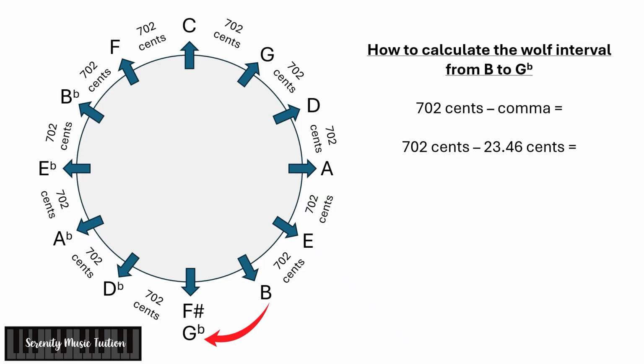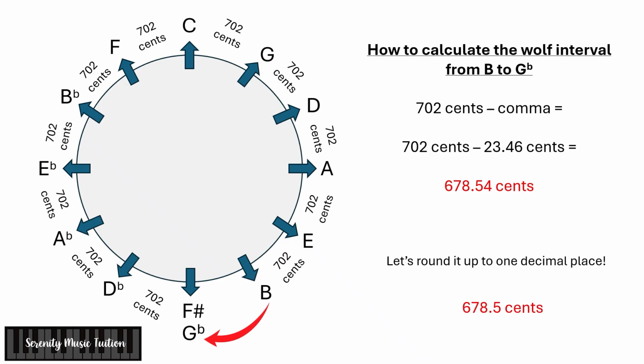As we know, the measurement of the Pythagorean comma is 23.46 cents, which we will subtract from 702 cents, which is the size of Pythagoras' pure fifth interval, making the wolf interval measure 678.54 cents. Let's round it up to one decimal place, which is 678.5 cents. Let's add it to the circle.